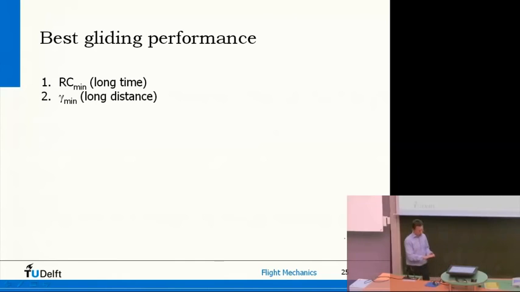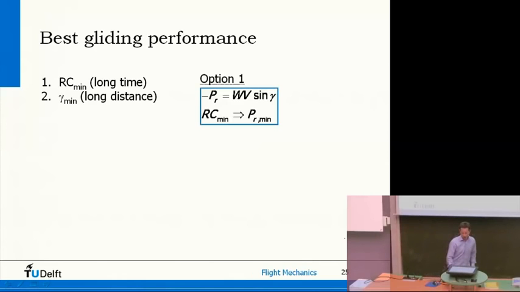So in terms of gliding performance, there are basically two options. You can try to minimize rate of climb, and you can try to minimize this angle at which you go down. Now the first option, we have this equation which says minus power required is weight times V sine of gamma. Now the sine component of the airspeed is the rate of climb. So in order to go down as slowly as you can, you have to fly in the minimum power condition.